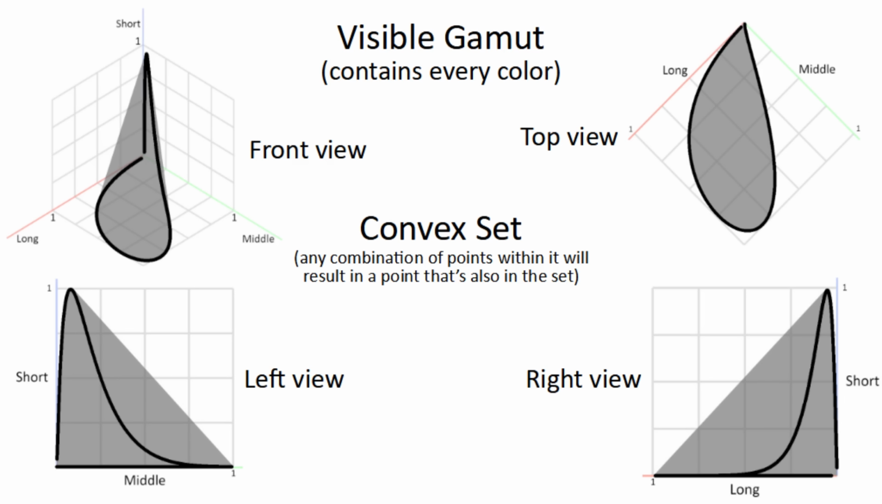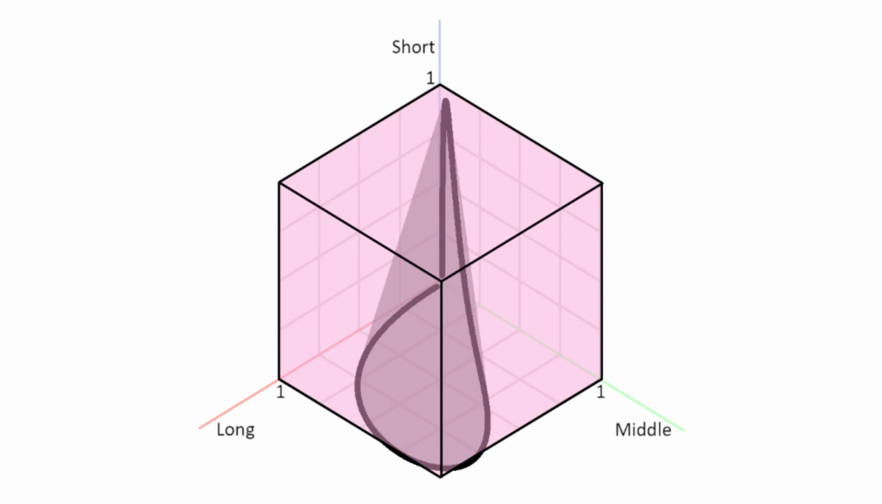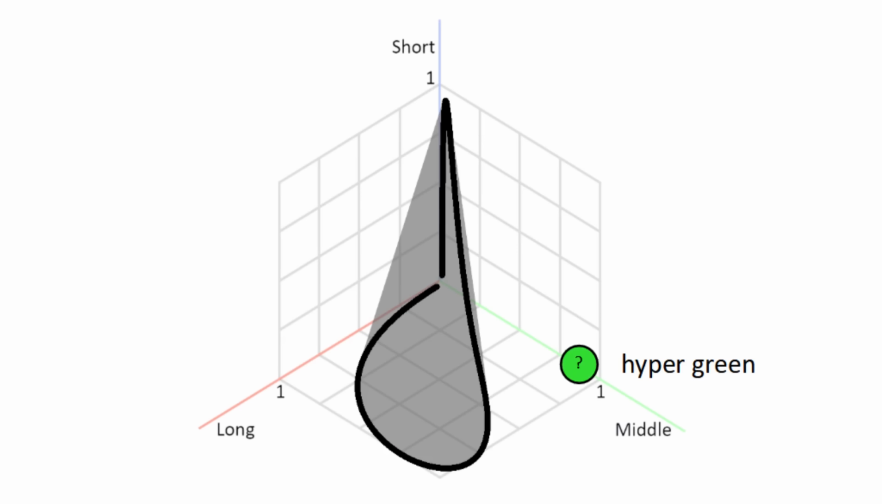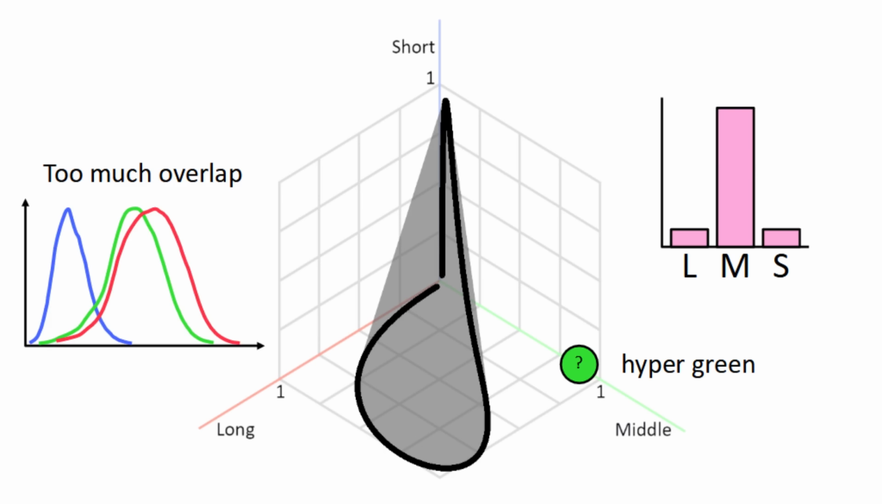Earlier, I said that the space of all potential colors was this 1 by 1 by 1 cube, but the visible gamut is still only a fraction of it. So what kind of colors do we find outside the visible gamut, but still within the cube? Well, these are known as impossible colors, because there's no combination of spectral colors that can reach them. One example is hypergreen. This is what you would hypothetically see if the middle cones were fully activated, but none of the other cones were activated. This is impossible because any wavelength that activates the middle cones will also activate one of the other types.